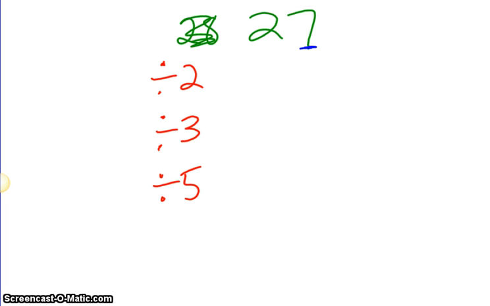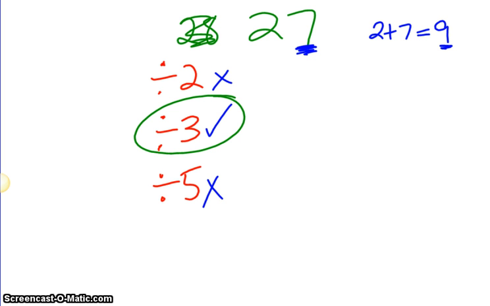Does that end in a 0, 2, 4, 6, or 8? Nope. 3 rule. Let's add the digits. 2 plus 7 equals 9. Okay, can 3 go into 9? 3, 6, 9. Yep, 3 can go into 9. 5 rule. Does it end in a 0 or 5? Nope. So remember, prime matches no rules. Composite has to match at least 1. Does this one match any rules? Yes, it matches the 3 rule. So the number 27 is composite.